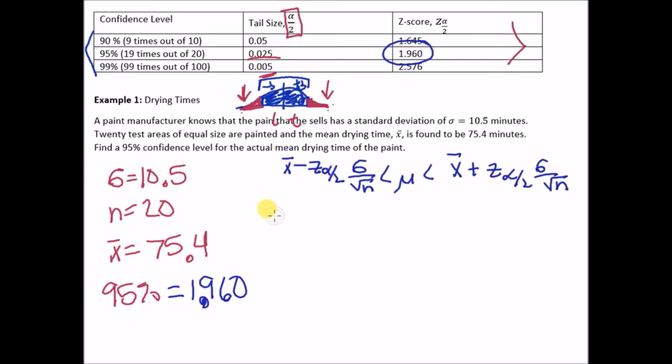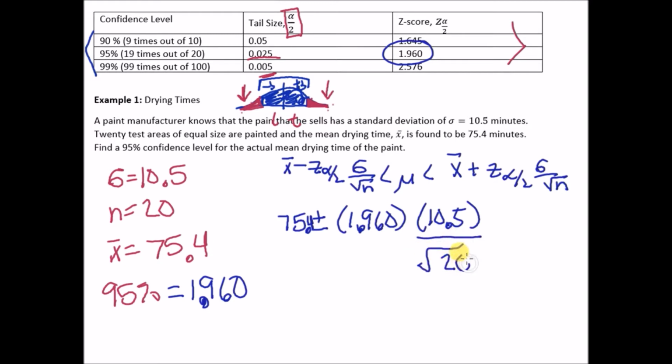Okay, so x bar, I'm actually going to write it like this, 75.4 plus or minus the z-score, which is 1.960, times sigma, 10.5, over root n. And once you plug everything in on your calculator, you are going to get 70.8 for the minus side, and you are going to get 80 for the plus side.